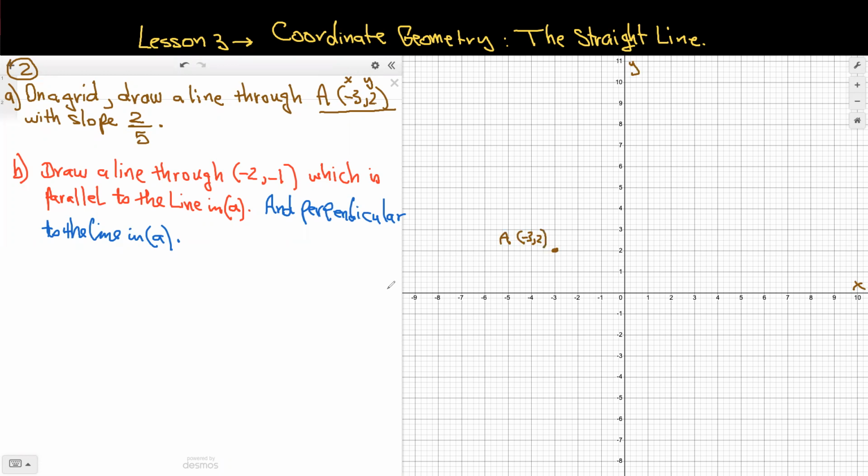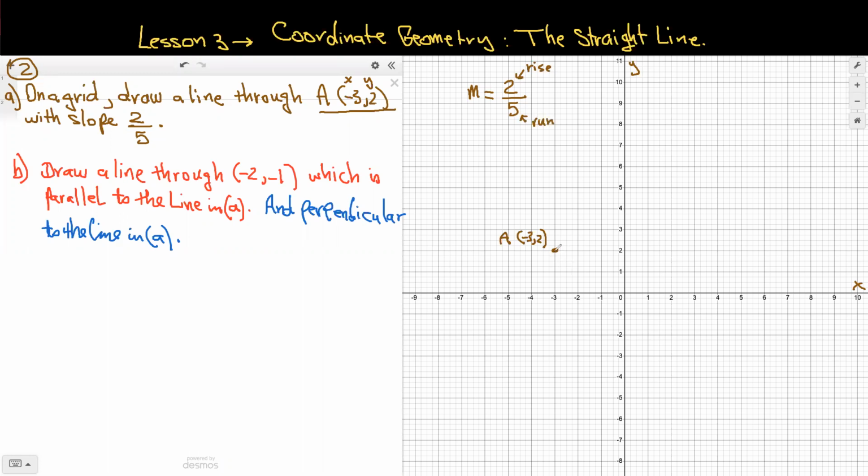Now, what they say here is slope 2 over 5. By the way, we use the letter M for slope. The slope is 2 over 5. Now we know 2 is the rise, and 5 is the run.